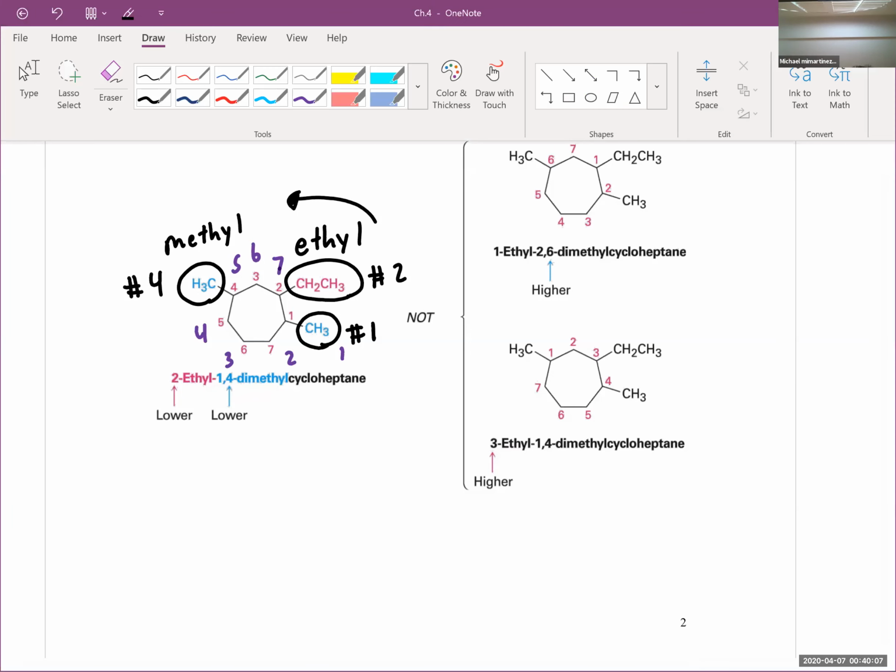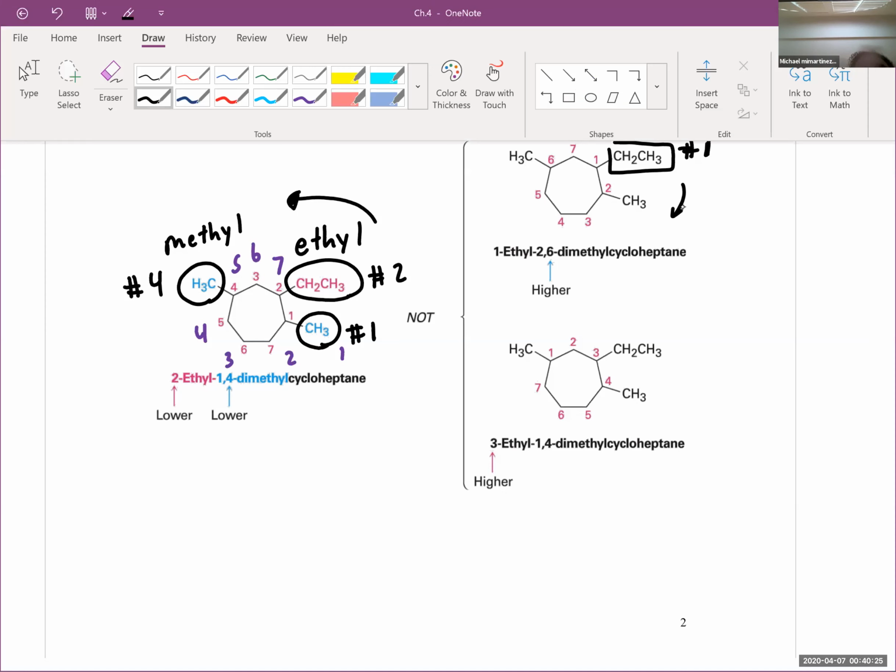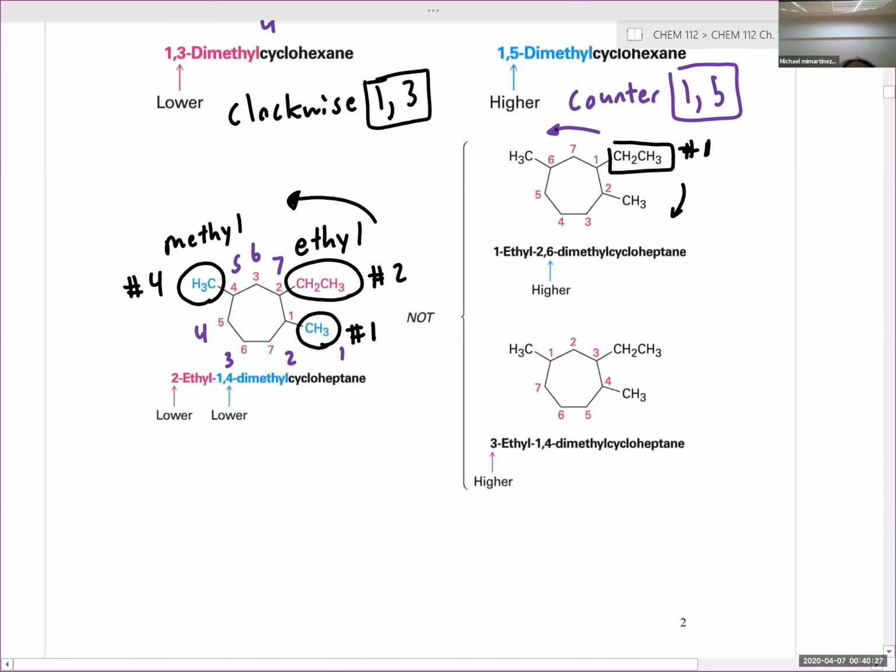Okay. Let's entertain our other possibilities. Let's suppose we want to give the ethyl group the lowest possible number. So let's put the ethyl at the 1 position. So the ethyl is at carbon number 1. Now we have a choice between counting clockwise versus counterclockwise. And if our goal is to assign the lowest carbon number at every position, we'd want to put our methyl group at the lowest possible number, which would be carbon number 2.